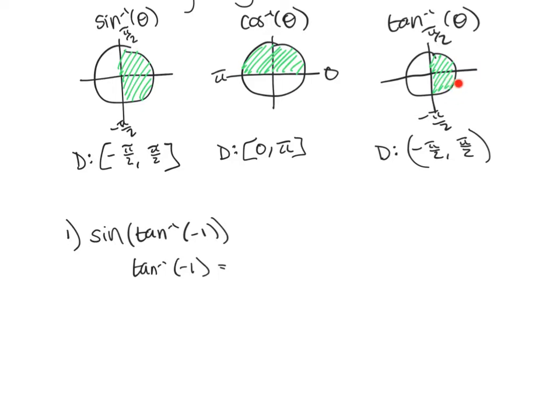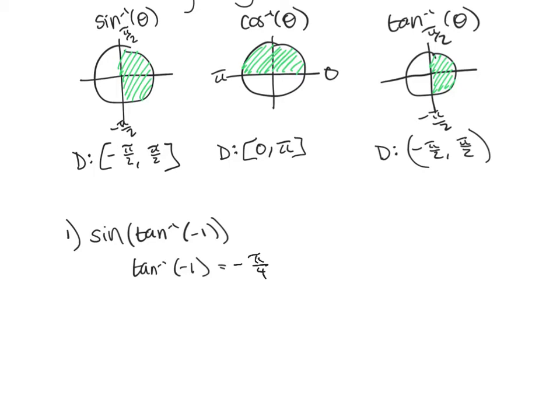And we've actually already found tangent inverse of -1 before. That's going to be at negative pi over 4 because we have square root of 2 over 2 and negative square root of 2 over 2 as our x and our y value. So anything divided by itself is going to give us 1. And then the positive and negative is going to give us a negative there.